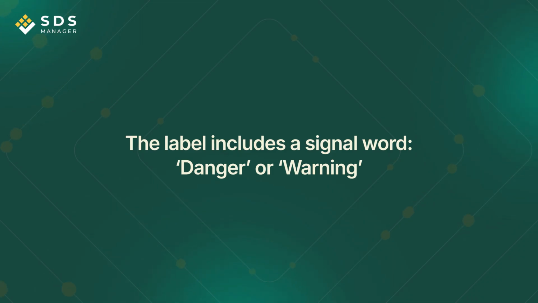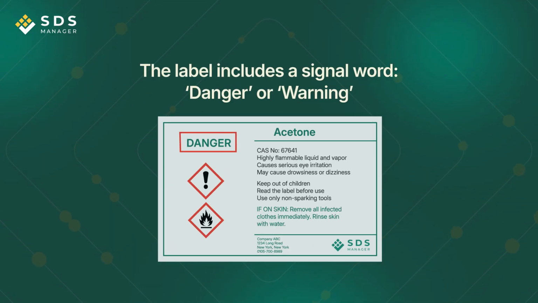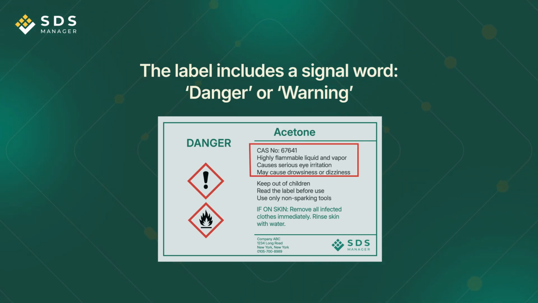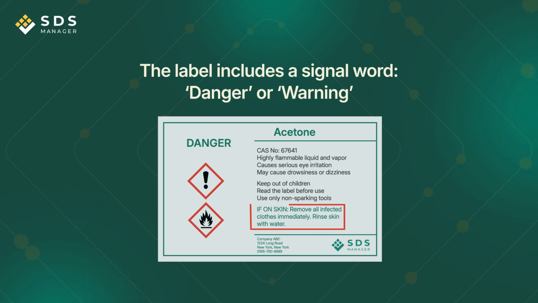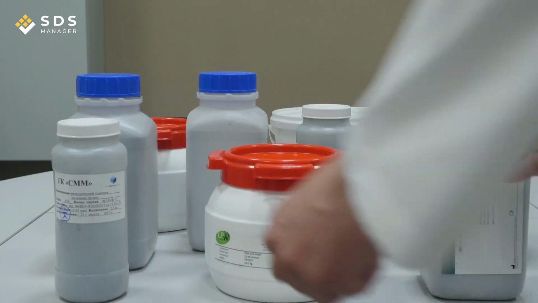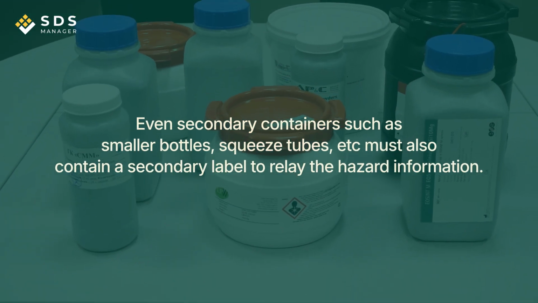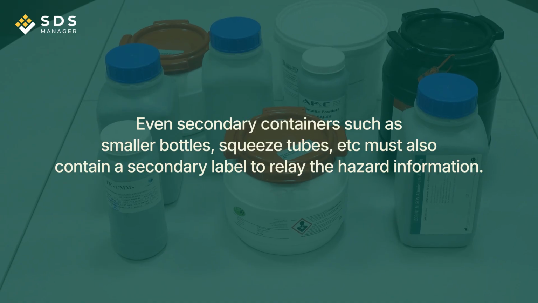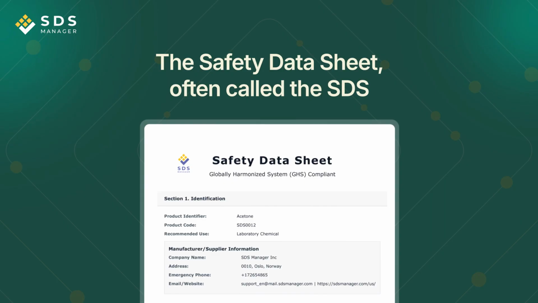The label includes a signal word, danger for more severe hazards, or warning for less severe hazards. It lists hazard statements such as highly flammable liquid and vapor, or causes serious eye irritation. It also includes precautionary statements like keep away from heat, wear protective gloves, or if in eyes, rinse cautiously with water, and shows supplier details so you know who made or supplied the chemical and how to contact them. All containers containing chemicals must have GHS labels. Even secondary containers, such as smaller bottles, squeeze tubes, etc., must also contain a secondary label to relay the hazard information.